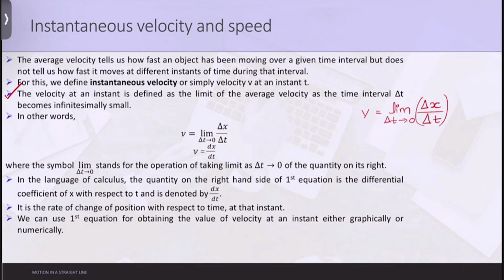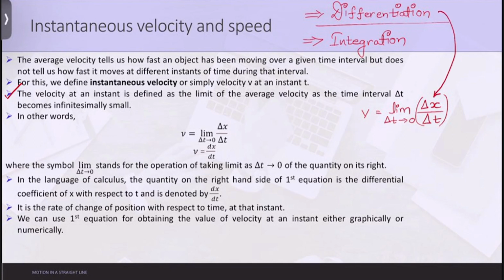When you go further in your differential calculus concepts, you will understand two different approaches. One is called differentiation, one is called integration. Basically, this can also be written as dx by dt. Let's not go into the mathematics part of it. That will be understood clearly when you learn differentiation, limits, etc. Right now, just to explain what this d stands for: this is nothing but differential. So we are doing the differentiation of x with respect to t.